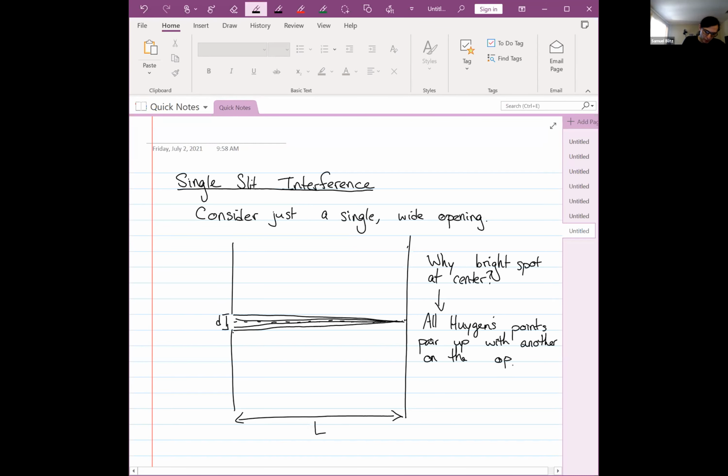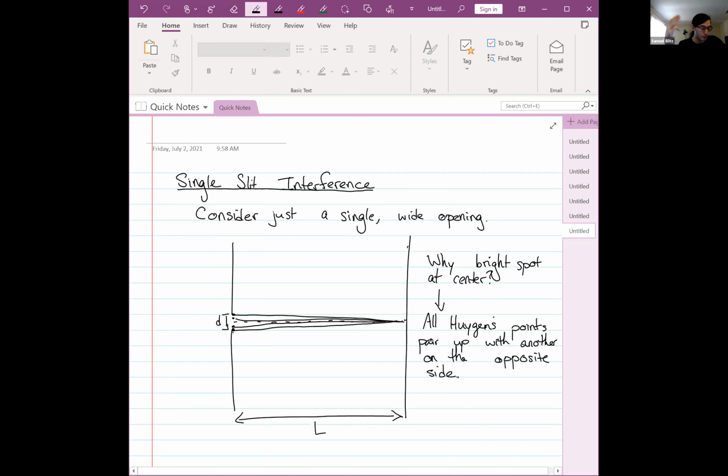And so what that amounts to is that the top point pairs up with the bottom point. The one that's a quarter of the way down pairs up with the one that's a quarter of the way up, and so on. And so those will all travel the same distance by symmetry. And because they travel the same distance, they will constructively interfere.